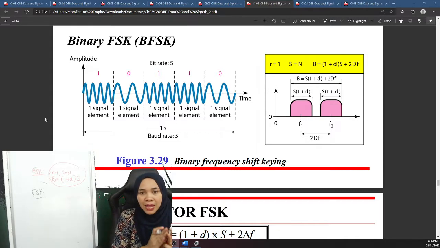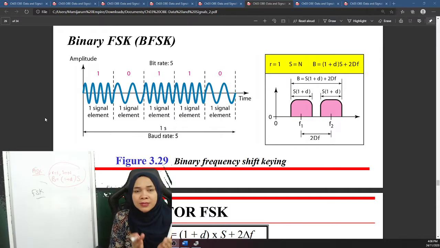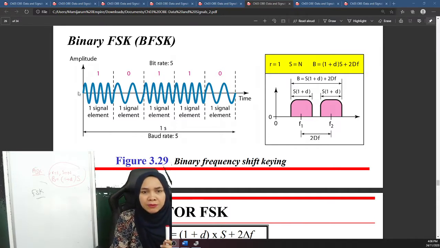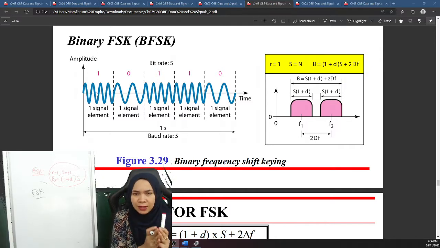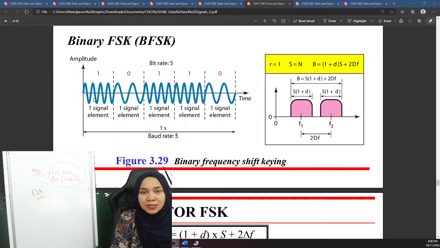So what is the definition of frequency? Remember, frequency is the number of cycles completed in 1 second. So we can see from here, this one we call what? High frequency. Why high frequency? Because it has many cycles. We call many cycles high frequency, so we assign it as 1 bit. Alright, 0 represents low frequency, not many cycles in 1 second for example.